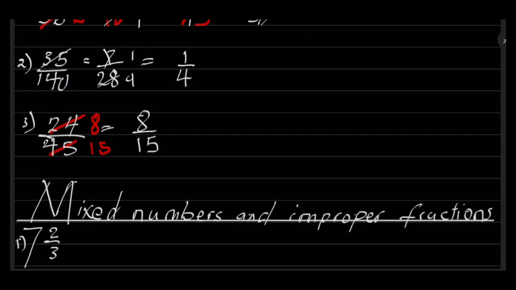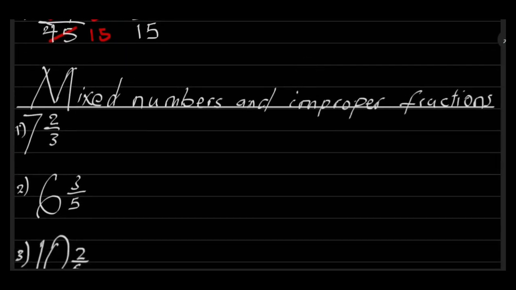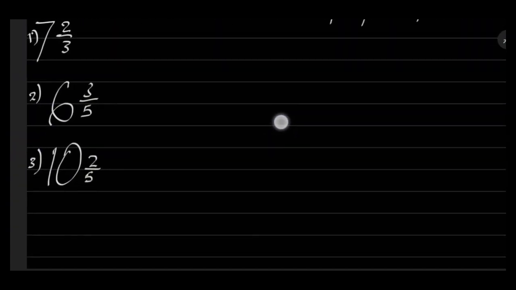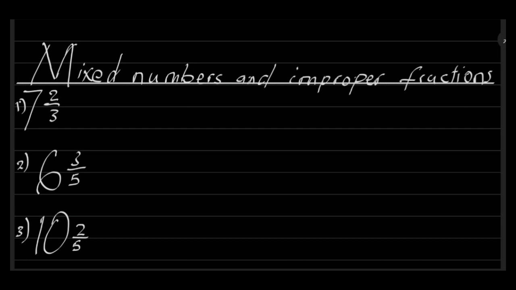Can we break this down any further? No. Okay, so we are moving on to mixed numbers and improper fractions. I said earlier on that we are going to learn the relation between mixed numbers and improper fractions. So what we are going to do is convert all these mixed numbers into improper fractions.